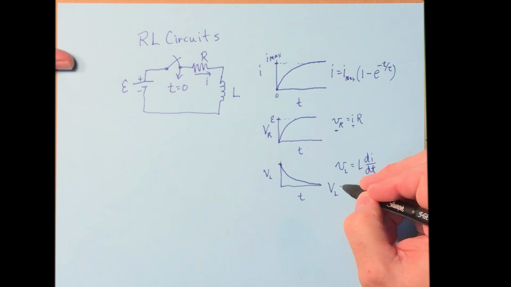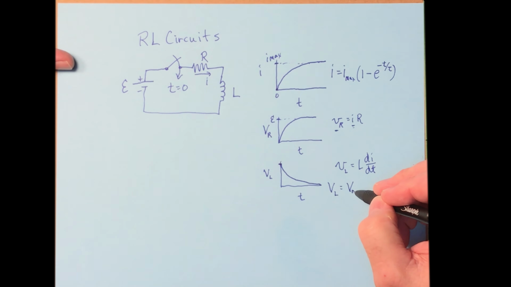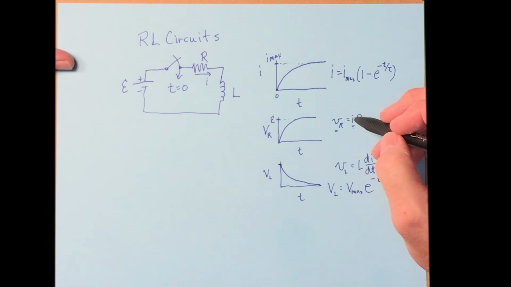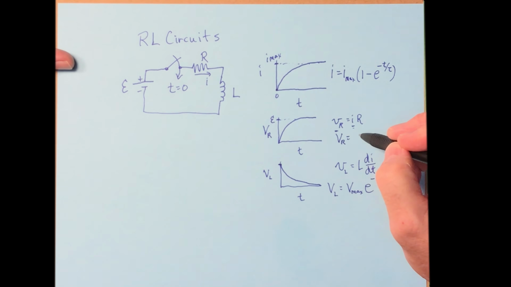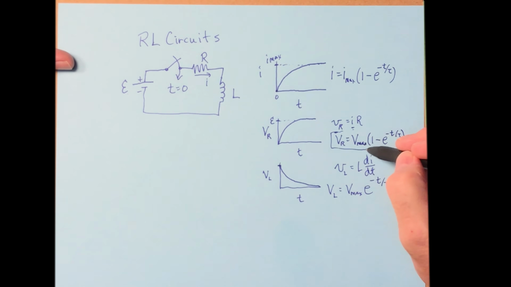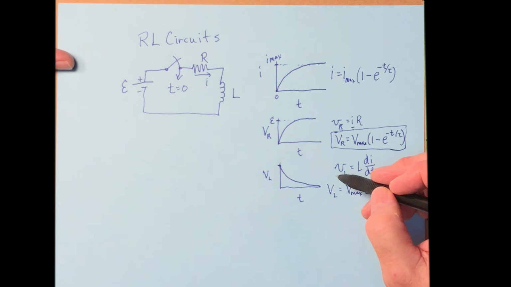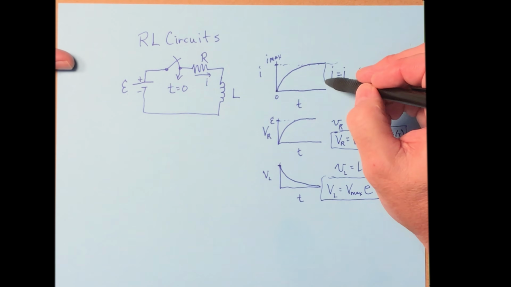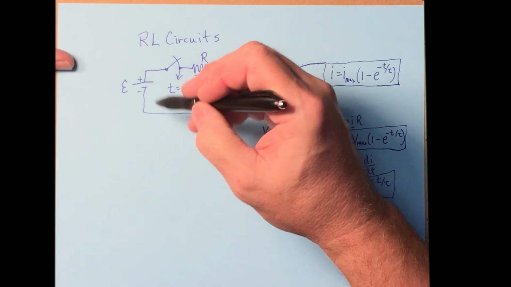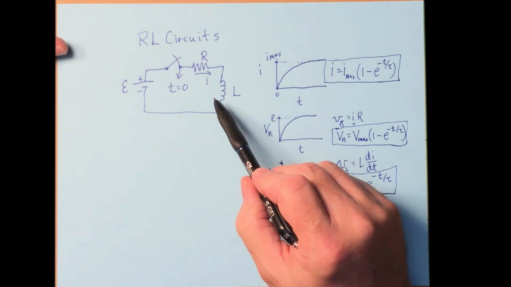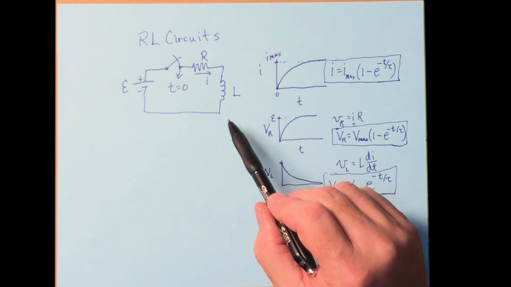That equation looks like V sub L is going to be some V max times e to the negative t over tau. What does this equation look like? Well, V sub R is going to be some V max times 1 minus e to the negative t over tau. So this is the general form of the equation for the voltage across the resistor. This is the general form for the equation for the voltage across the inductor. And this is the general form for the current through everything here. And we figured that out just by reasoning how the voltage across the inductor is going to behave, how the current is going to behave.